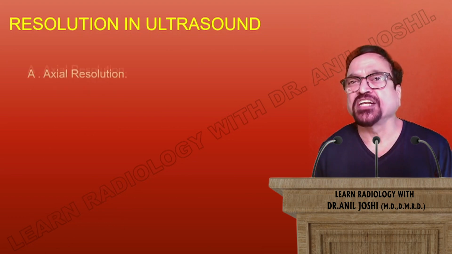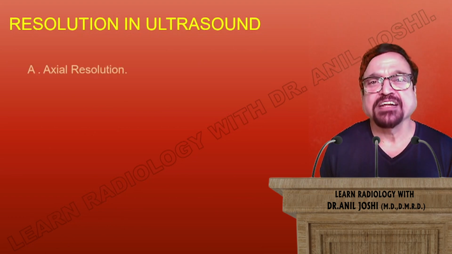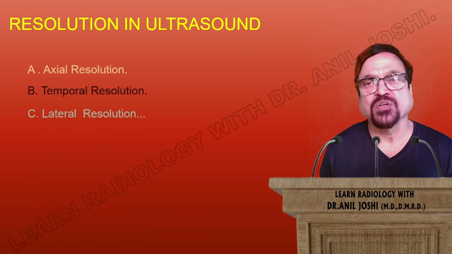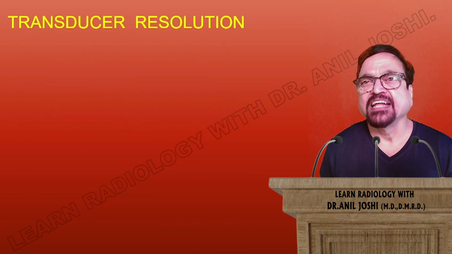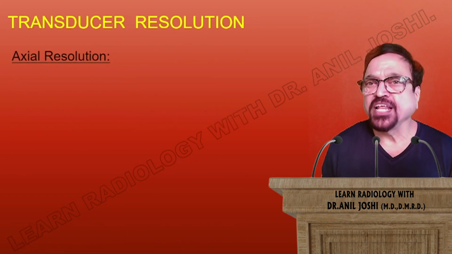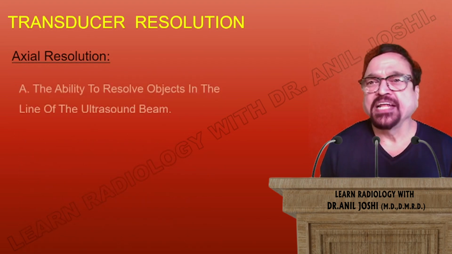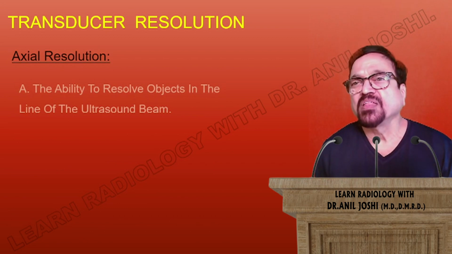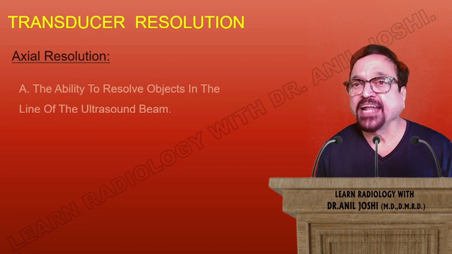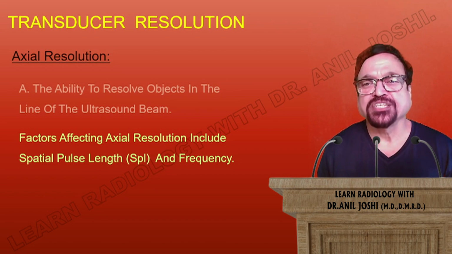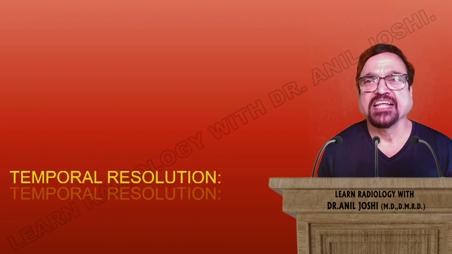Now, resolution in ultrasound is the most important factor. There are different types of resolution: A is axial, B is temporal, and C is lateral resolution. Let's see them one after another. The transducer resolution could be axial. It's the ability to resolve objects in the line of the ultrasound beam, so it discriminates between the two nearest objects. That is the axial resolution. Factors affecting axial resolution include spatial pulse length and frequency.